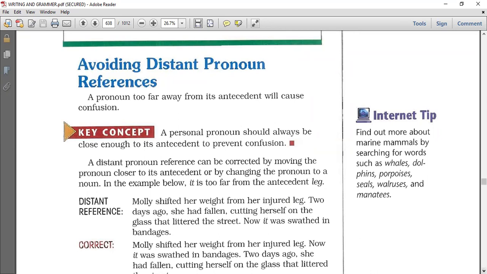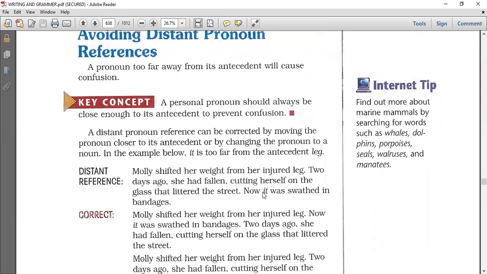So we can correct it this way. Try to put the pronoun "it" as close as you can to the word "leg," the antecedent. Molly shifted her weight from her injured leg. Now it was swathed in bandages. Two days ago, she had fallen, cutting herself on the glass that littered the street. Okay, so we put "it" directly after the word "leg."